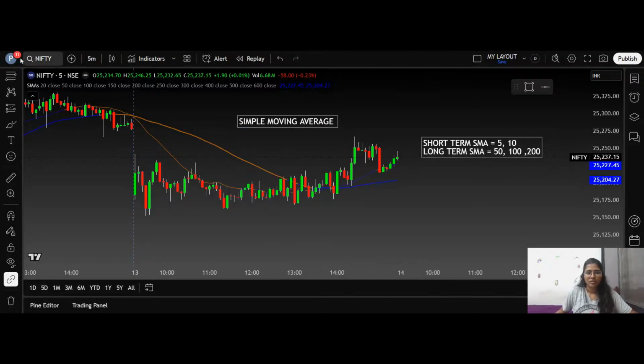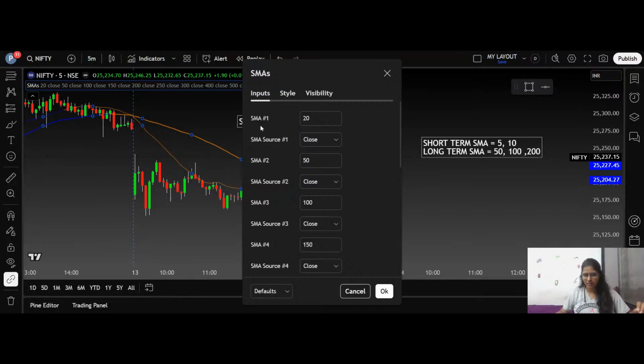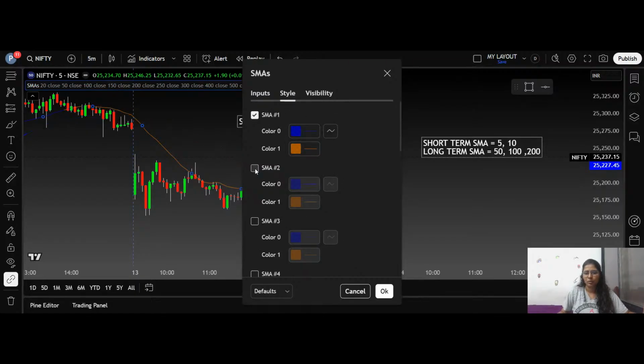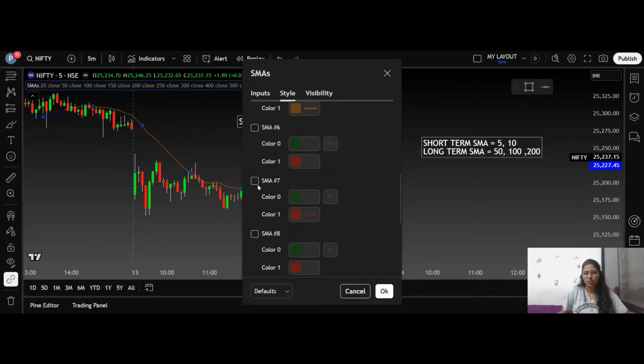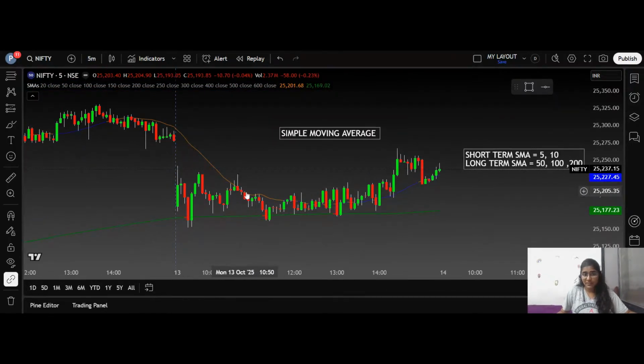So when we take, suppose here I am going to take one SMA, this is SMA 20. So this is a short term SMA. And another I am going to take, no, not this one, this SMA 7. It is of 300, so it is a long term SMA. I'm going to untick SMA 2, and then take SMA 7. So I have two SMAs here.